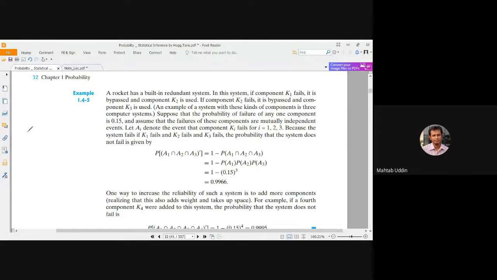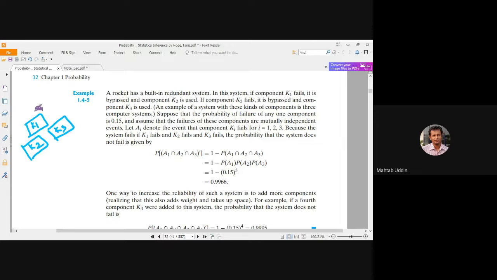Similarly, the rocket has a redundant system. That is, a rocket actually has 3 engines. Say this is K1, this is K2, this is K3. There are 3 components. They are working by a redundant system.